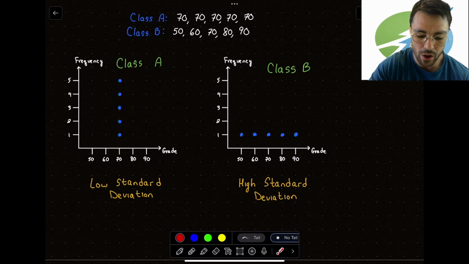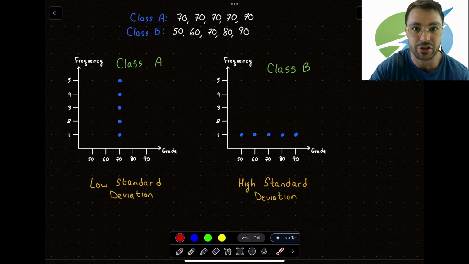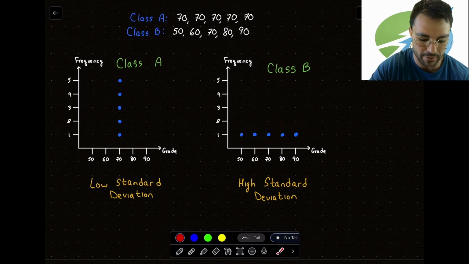They're all just there. Whereas Class B, our means are the same for both, but because Class B has points going all around the mean, it has a higher standard deviation. The points are more spread from the mean.